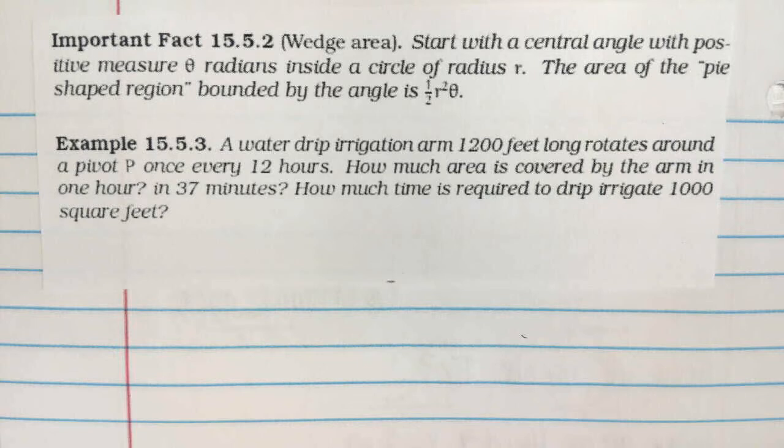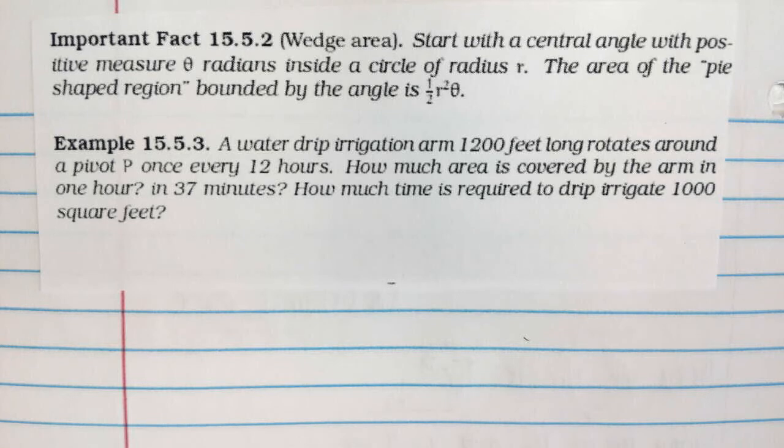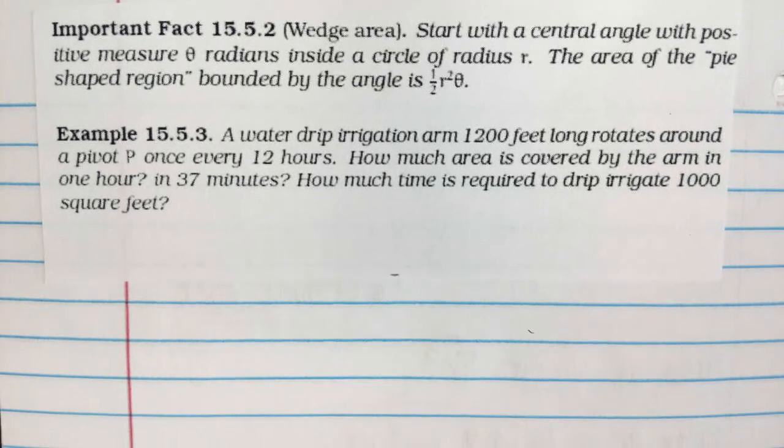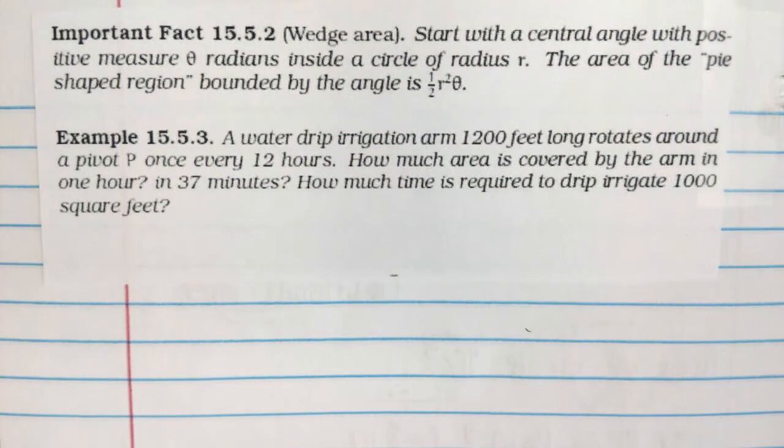And then we've got this example. Example 15.5.3. A water drip irrigation arm, 1,200 feet long, rotates around a pivot P once every 12 hours. How much area is covered by the arm in 1 hour? In 37 minutes? How much time is required to drip irrigate 1,000 square feet? So there are a whole bunch of things going on here. You guys, we're bringing it back to what I know and what I'm finding.